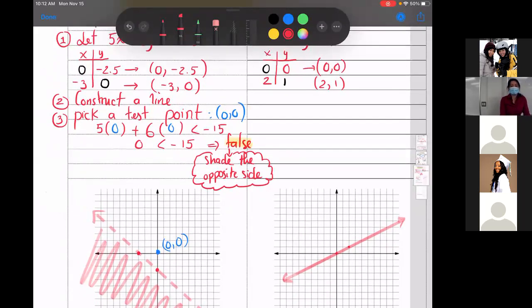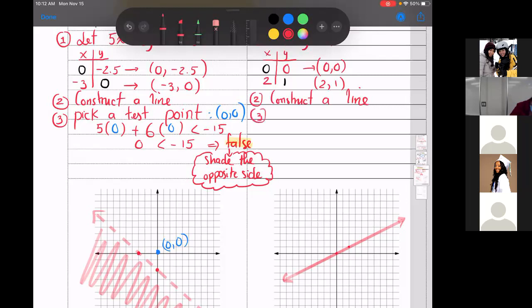Now, I cannot pick 0, 0 anymore. Why is that? Yes, it's taken. The line goes through it, so it won't tell me much. It's right on the borderline, so it doesn't tell me which country you want to be in. So step one, construct a line. That's what we did.